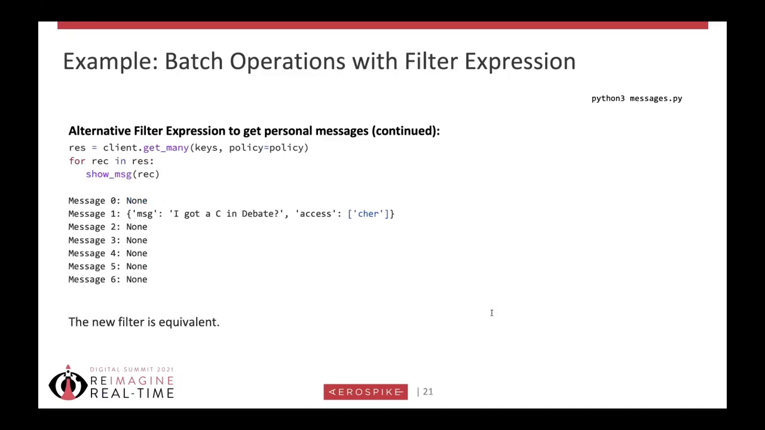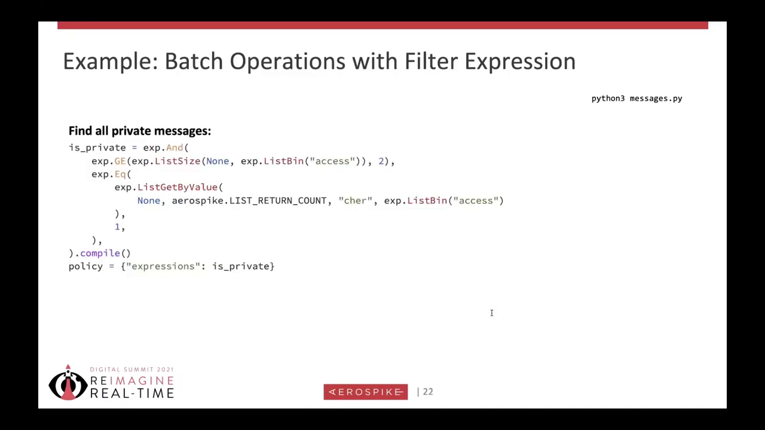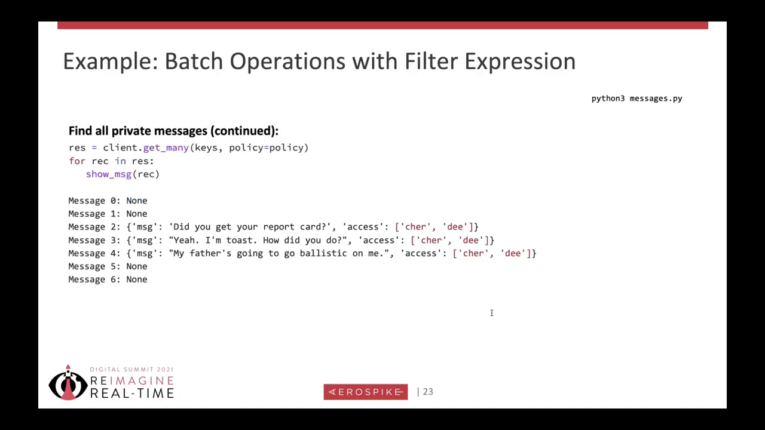Now let's find all the private messages. Private messages will have 2 usernames in them or more. And one of those has to be the actual user, because we don't want to give a user access to somebody else's private messages. So this is the filter expression. And when we run it, we get back the messages between Cher and D, and that's it for applying filter expressions to batch operations.